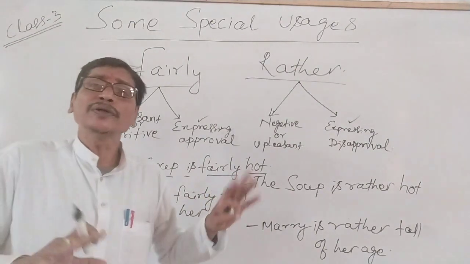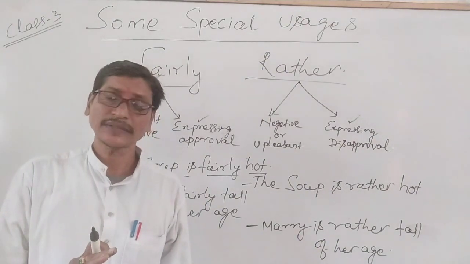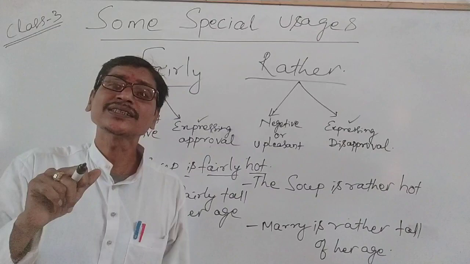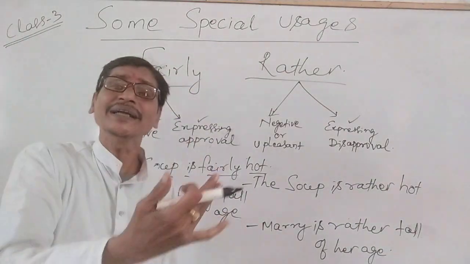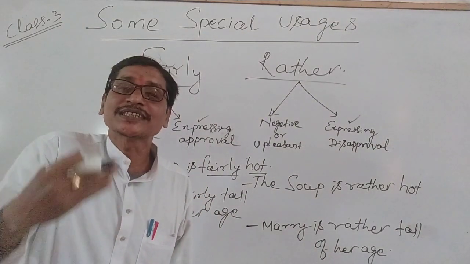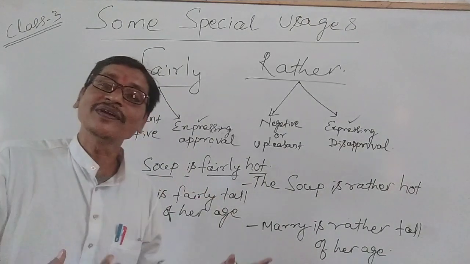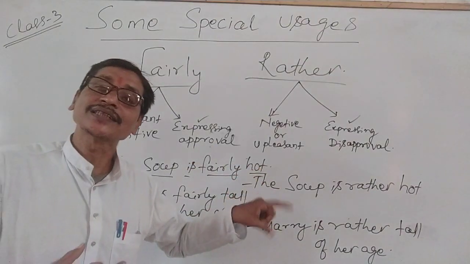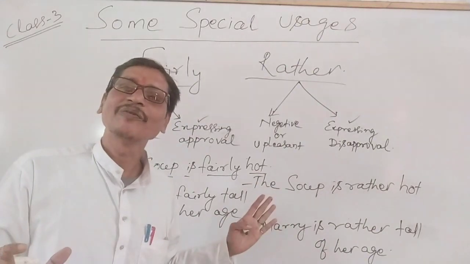Suppose it is the summer season and you have been given a cup of tea or a cup of soup to drink, but that soup is very hot. In that case, hot soup in the summer season is not approved. It is disapproval; you have to express your disapproval. So hot soup in the winter season is approved, so we have used "fairly." But hot soup in the summer season is not approved, therefore we cannot use "fairly" for that.